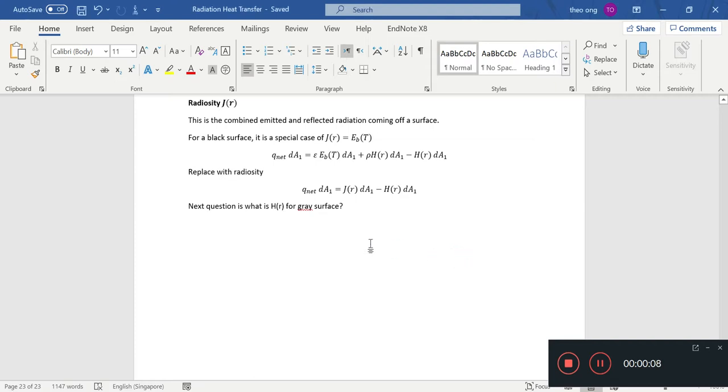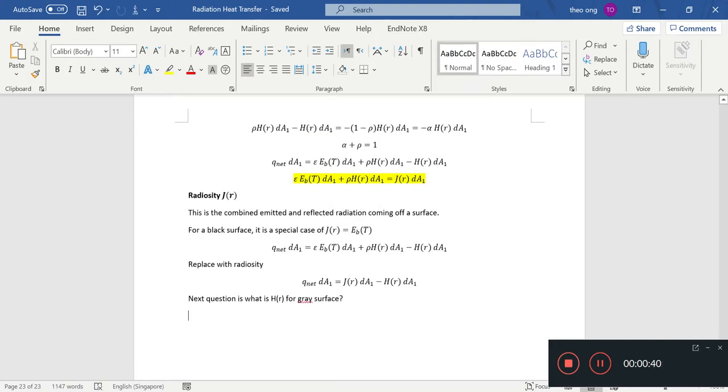We have covered radiosity in the last video, and we found that this quantity is particularly useful for gray diffuse surface heat transfer. Radiosity is basically the amount of radiation coming from emission, added to the radiation coming off due to reflection. In this case it is diffuse reflection, so we don't really have to worry that much.